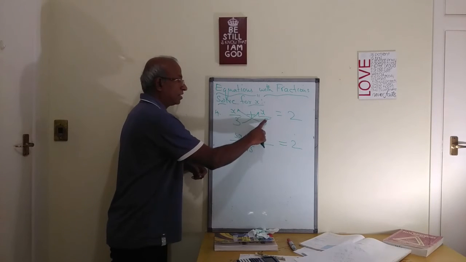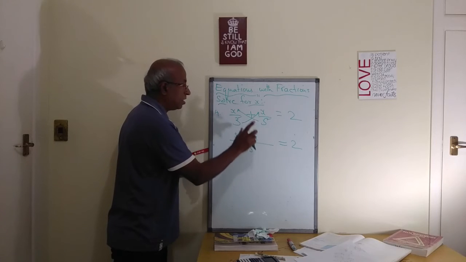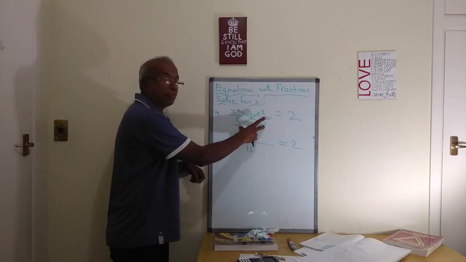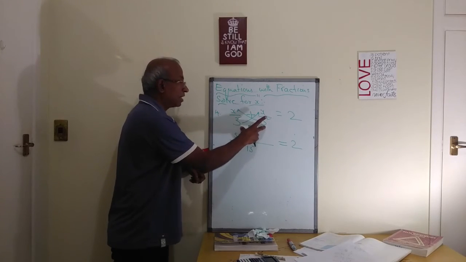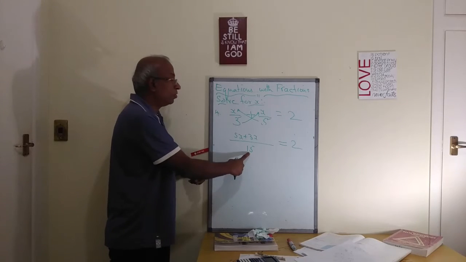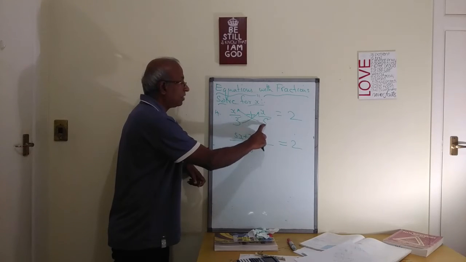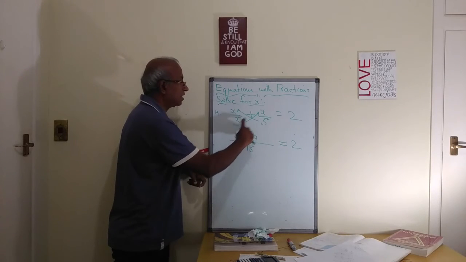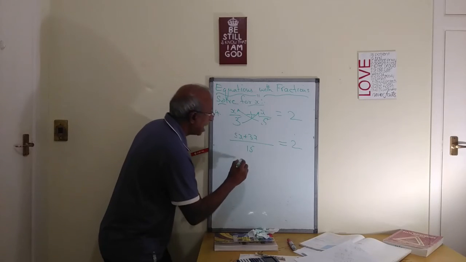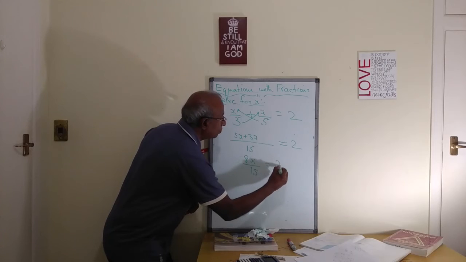Remember, these two fractions, we are going to simplify. We are going to write it as one fraction. Because the denominators are two different numbers, we are going to make them a common denominator by 3 times 5. That is a common denominator, 15. Then simplify the numerator. 5 times x is 5x plus 3 times x is 3x. Add the numerators, 8x over 15 equals 2.